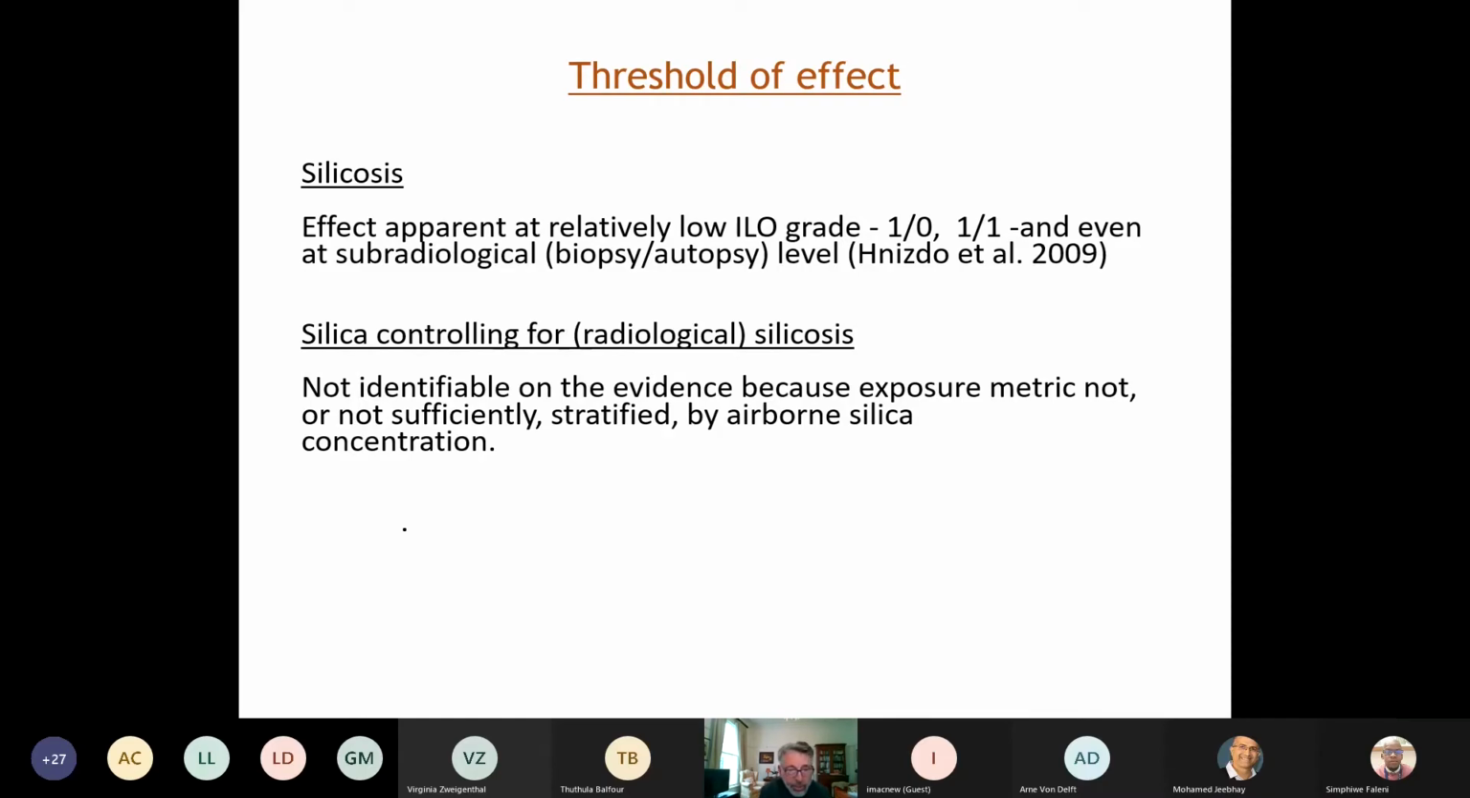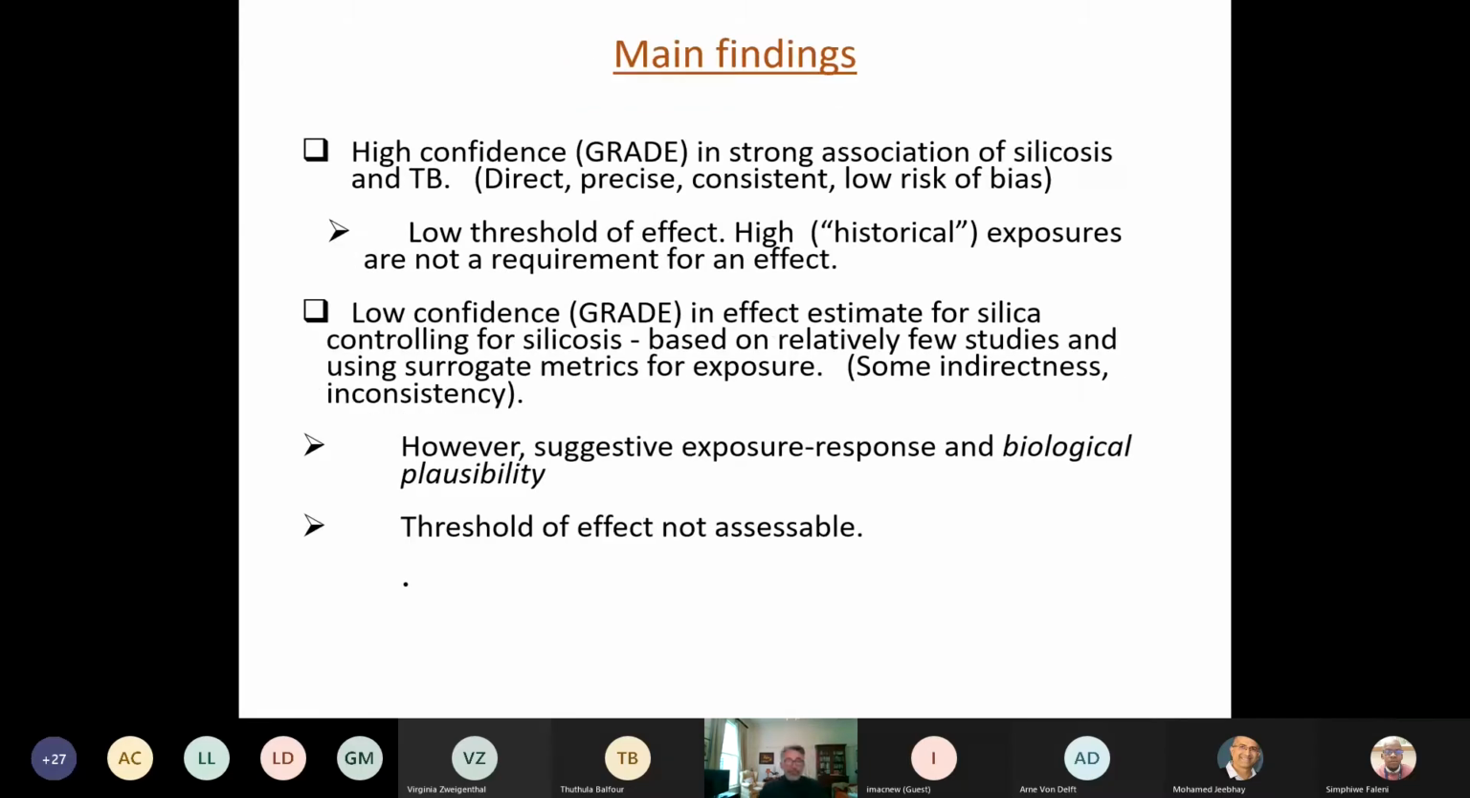When it came to silica, controlling for silica dust, or controlling for silicosis, we were not able to identify a threshold, because the exposure metric either was not sufficiently stratified by airborne silica concentration. And as I mentioned earlier, only one study could really have done this, but the increments there were too large, so we were not able to identify a specific dust exposure threshold for the appearance of TB.